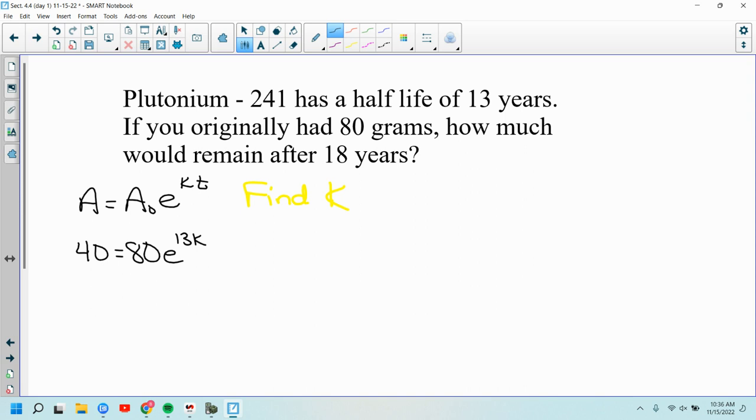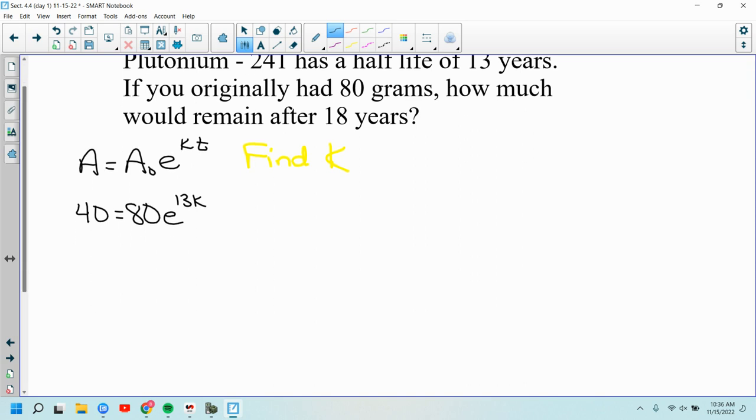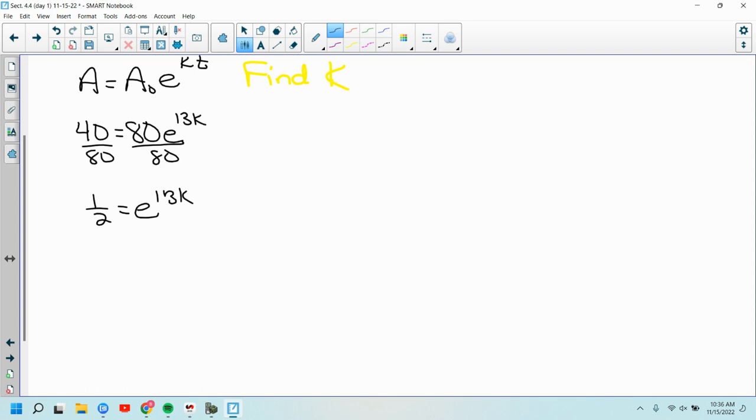We know we're looking for the half-life, so we want to know when 40 grams are left, or we know the half-life is 13 years. Divide by 80. That is reduced to 1/2 or 0.5. All right, convert to ln form. Anytime you have a base E, you can go to log base E, which is natural log. Natural log of 1/2 equals the power. Natural log of 1/2 equals 13K, divided by 13.